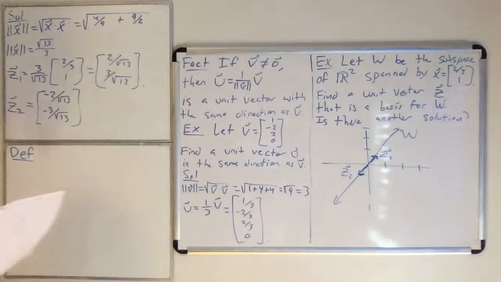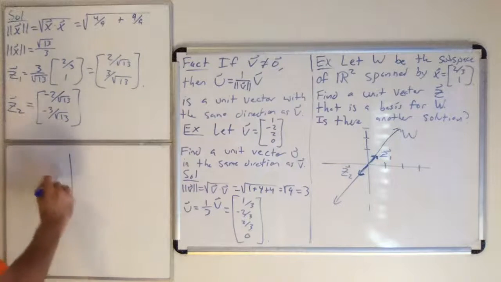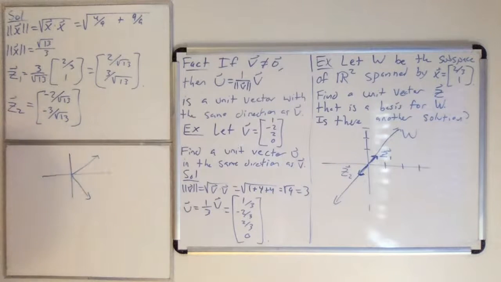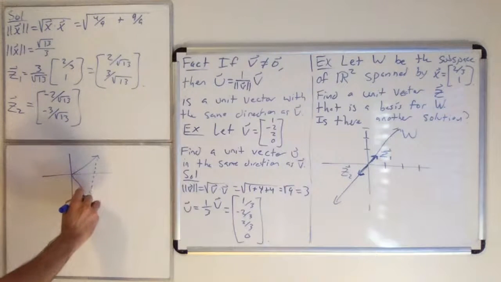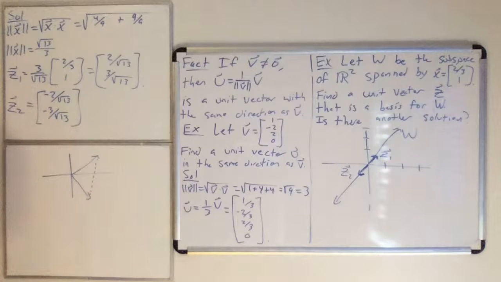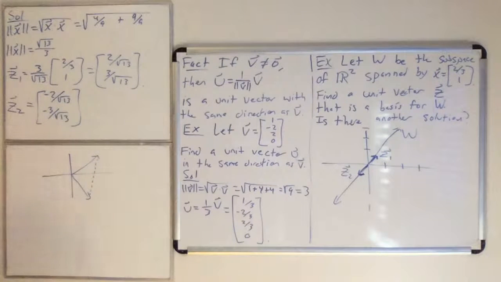Another thing we're going to look at is the distance between 2 vectors. So if we had 2 vectors, let's say we have 2 vectors here. We want to find their distance. So we want to find the length of this dashed line. This is what we call the distance between 2 vectors.